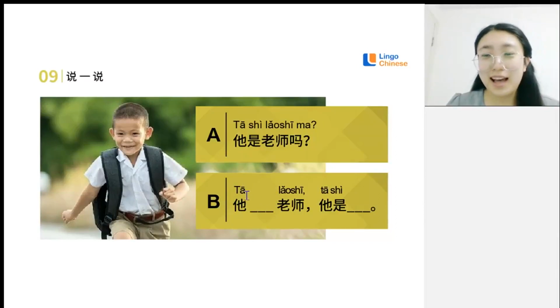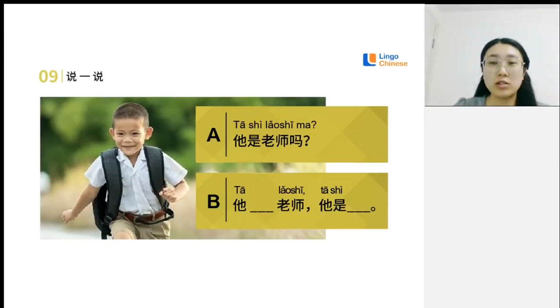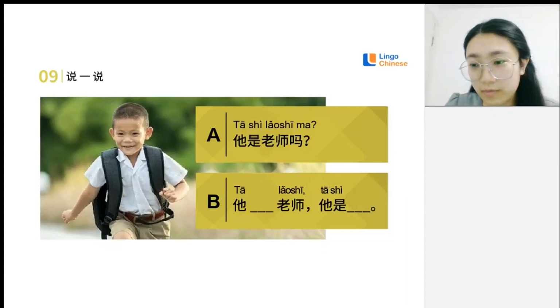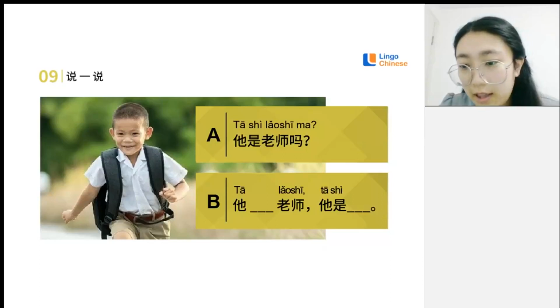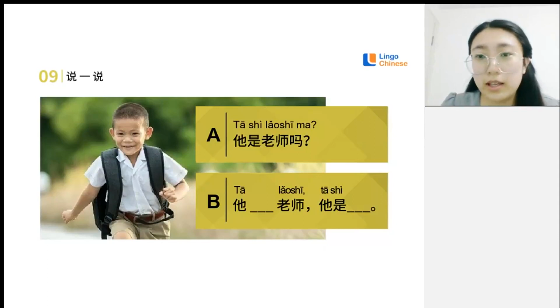I want you to type so that I will know which part you don't understand and I can explain it to you. So can you tell me how I can fill in this blank? Yeah, 他不是老师，他是学生. I think it's okay for both sentences you read, because this pinyin is only to help you speak Chinese. So if you put this 不是 together, it's also okay. This pinyin is just a phonetic symbol for foreign learners.